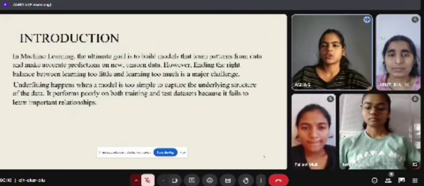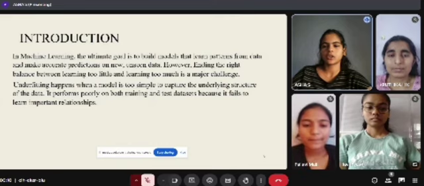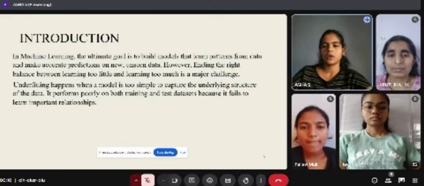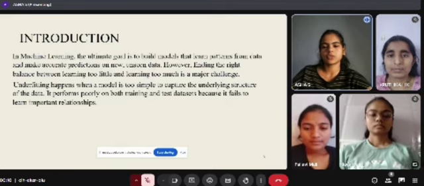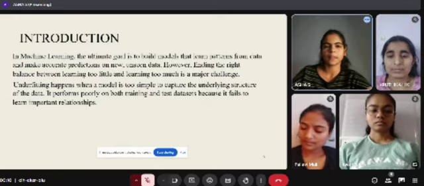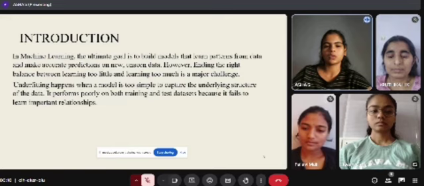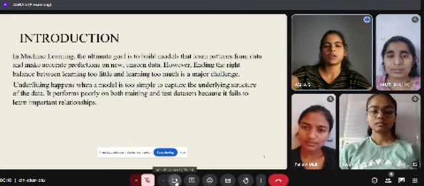In machine learning, the goal is to build a model that can learn patterns from the data and make accurate predictions on new data. However, one of the biggest challenges is finding the right balance between simple and complex models. Understanding these concepts helps us to design models that are accurate, reliable, and generalize well to real-world situations. It performs poorly on both training and testing data and learns important relationships.